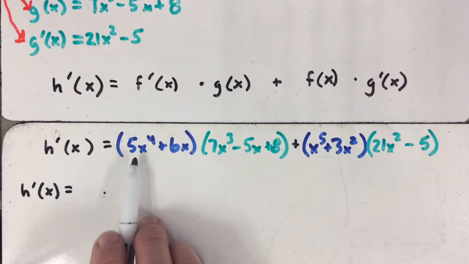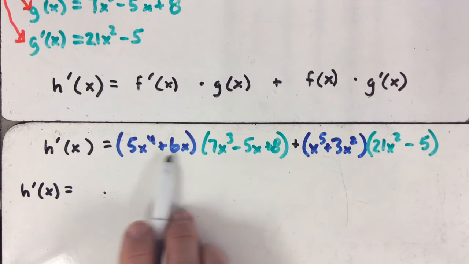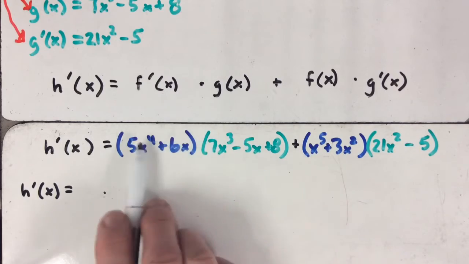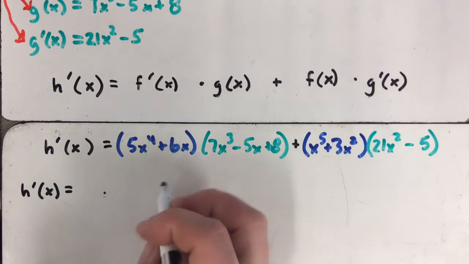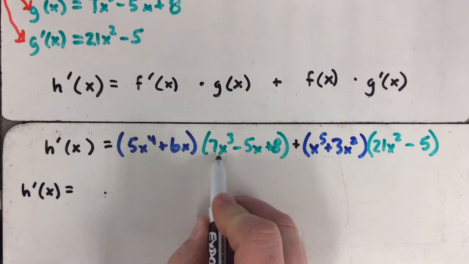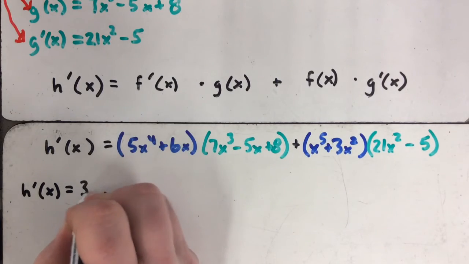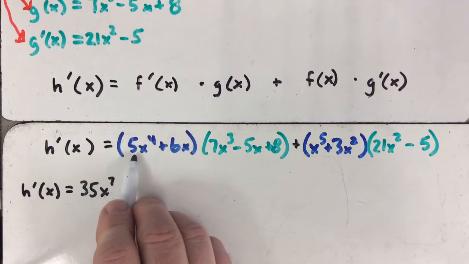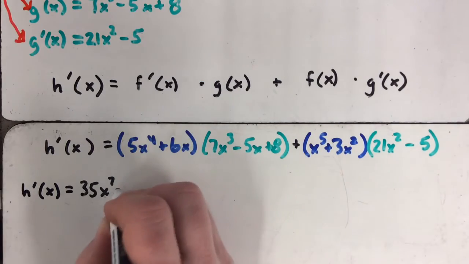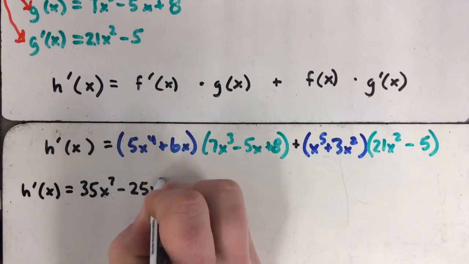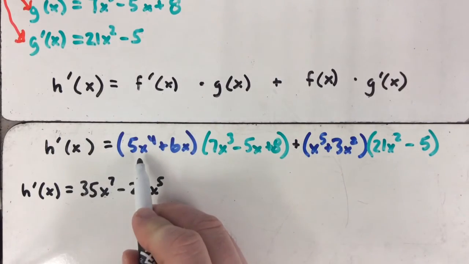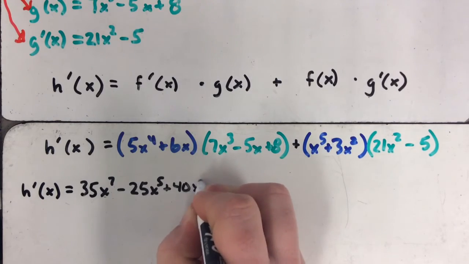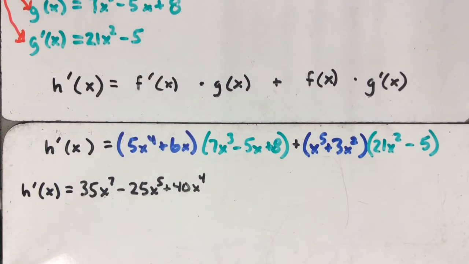To eliminate the parentheses, I'll have to use the distributive property here: 2 terms times 3 terms. So I'm going to take the 5x to the 4th and multiply that by all 3 of the terms there in green. So 5x to the 4th times 7x cubed would be 35x to the 7th. And then 5x to the 4th times a negative 5x is a minus 25x to the 5th. And then 5x to the 4th times 8 is 40x to the 4th. So those are the first 3 terms.